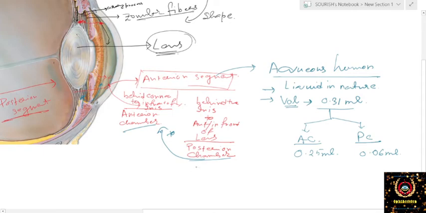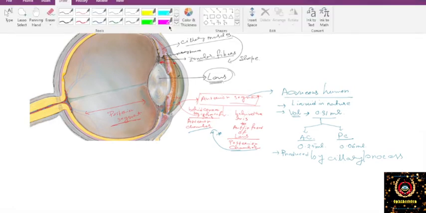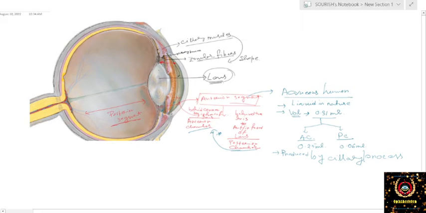Now as I have told previously, it is produced by ciliary processes, and the rate of production is 2.3 microliter per minute. It's very important. I'm giving a double star. 2.3 microliter per minute.